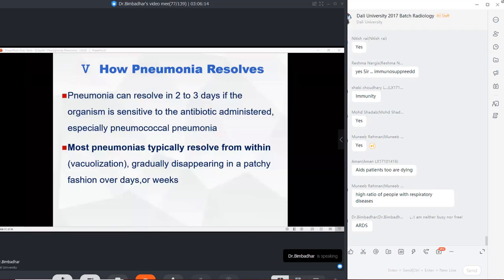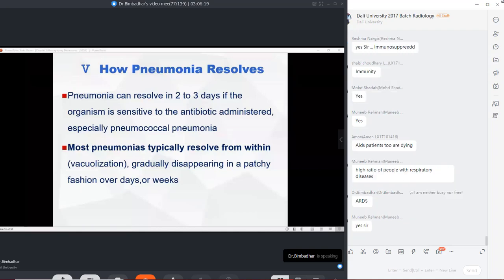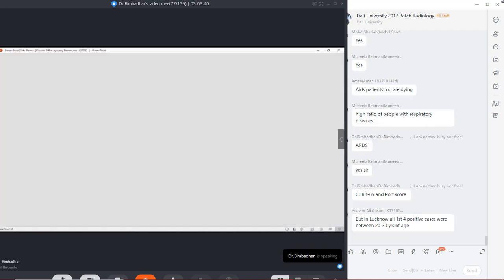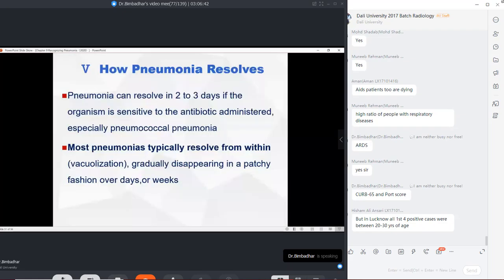So that's the reason you learn about the CURB 65 and PORT scores. By tomorrow, because we are going to deal with the cardiovascular system, which can be completed in one day itself, to understand the cardiovascular system better we will be understanding more about CURB 65 and PORT scores. Right, let's not get into the news. Let's complete the chapter.